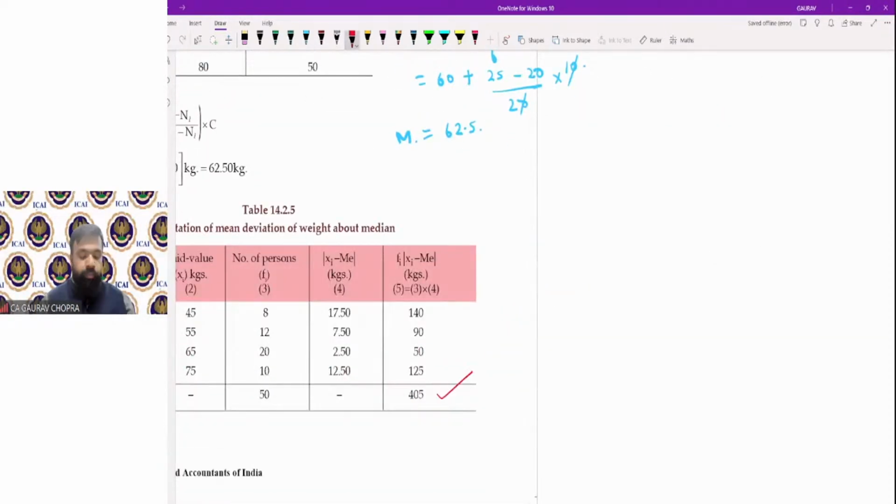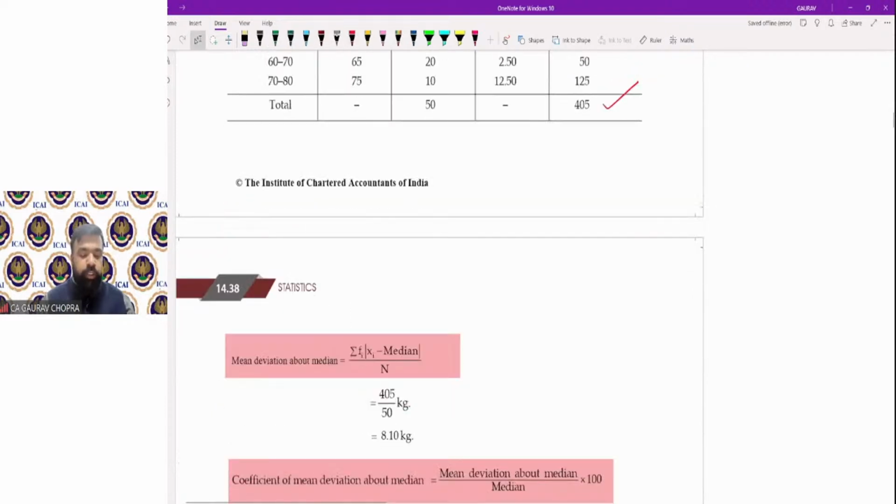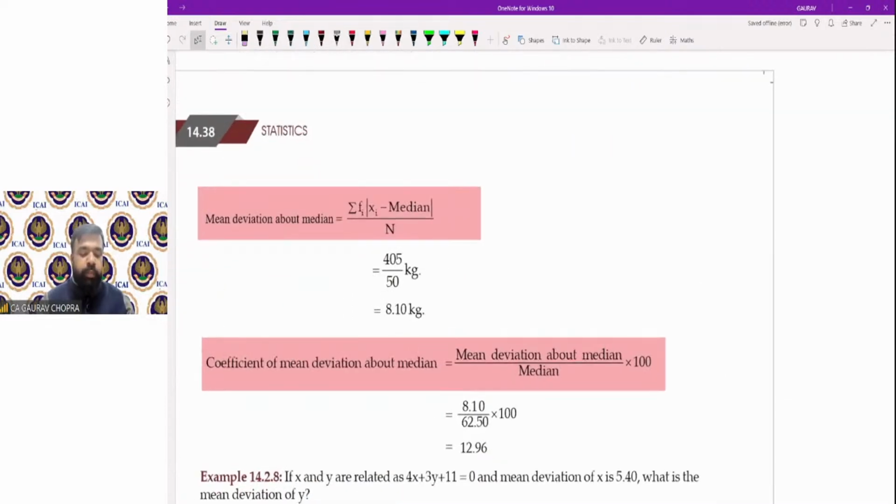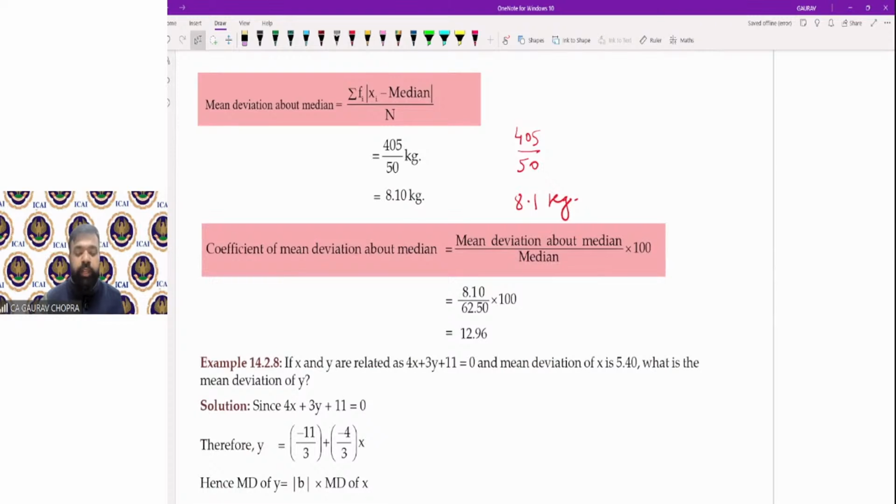The total is 405, and after achieving this total, just divide it by sigma f, and you will get your answer, 8.1 kilogram. So this is your mean deviation about median. And the last step is to find out the coefficient. So for coefficient, it is mean deviation divided by median into 100. So 12.96% is your coefficient of mean deviation.